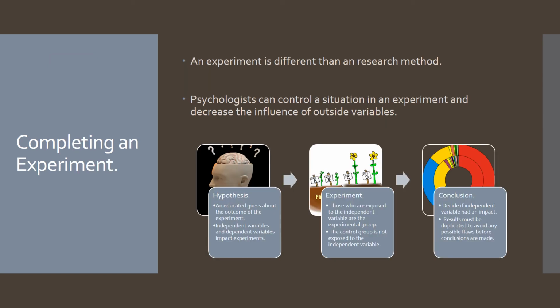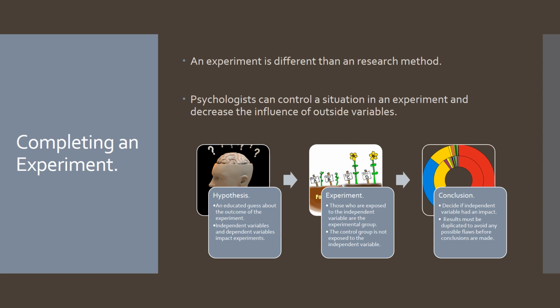So completing an experiment. An experiment is different than a research method. This is when a psychologist can control a situation. So in research methods, the psychologist does not technically all the time control what's going on. In an experiment, they control the situation, and they can decrease the influence of outside variables. So we have our hypothesis, which is an educated guess about the outcome of an experiment. We have independent variables and dependent variables that impact the experiments. So the independent variable is the one that will influence the experiment.